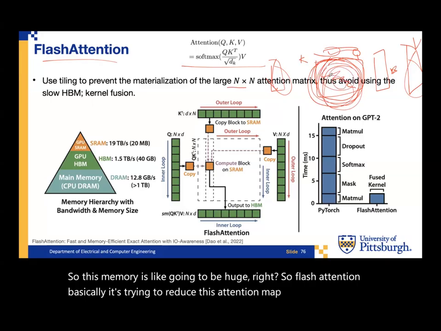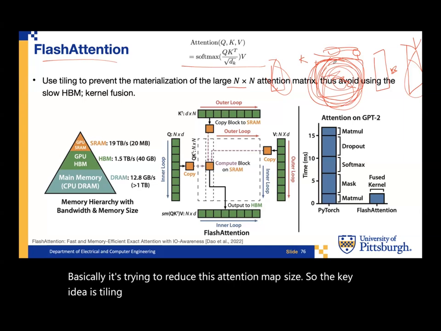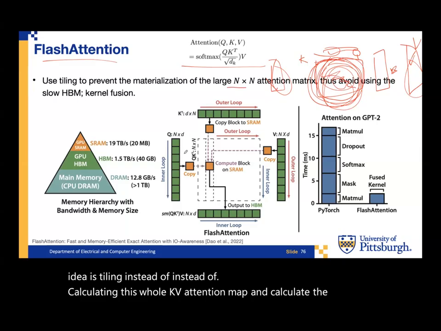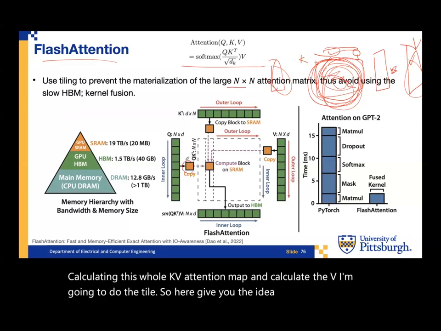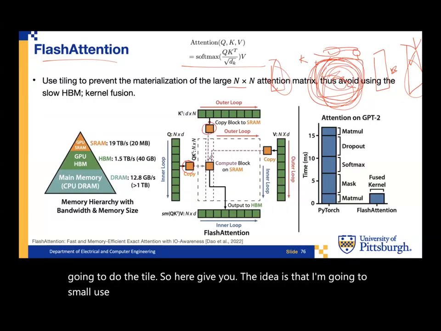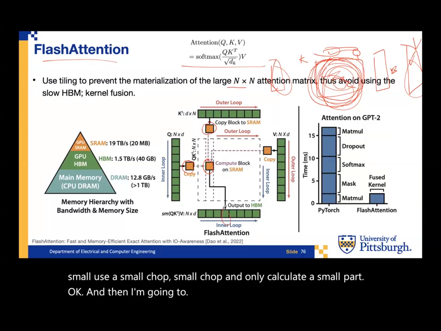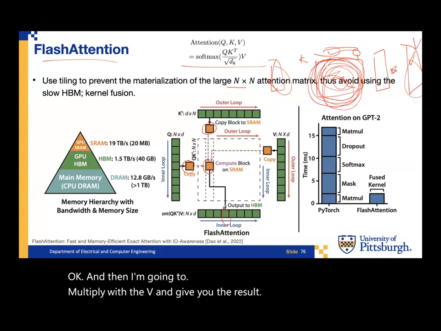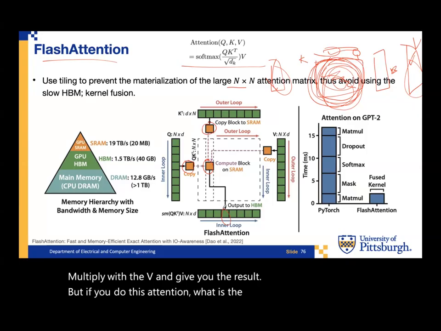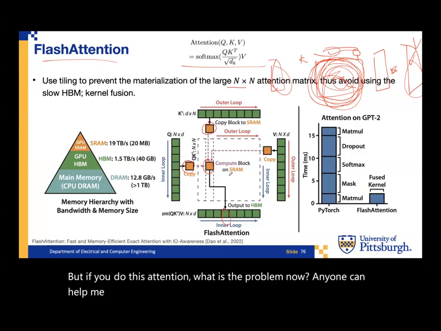The key idea is tiling. Instead of calculating this whole attention map and then calculating the V, I'm going to do a tile. The idea is that I'm going to take a small chop, and only calculate a small part. Then I'm going to multiply with the V and give you the result. But if you do this, what is the problem now? Can anyone help me here? If you're simply doing this, the math is not correct.